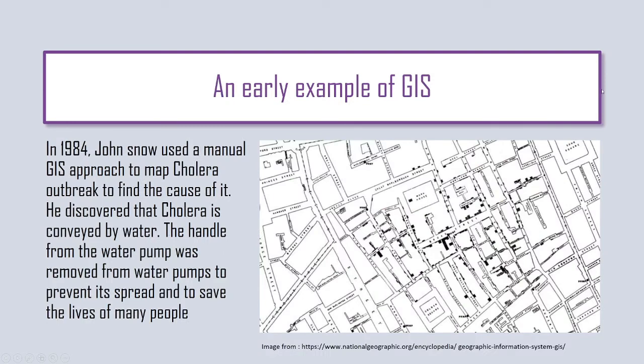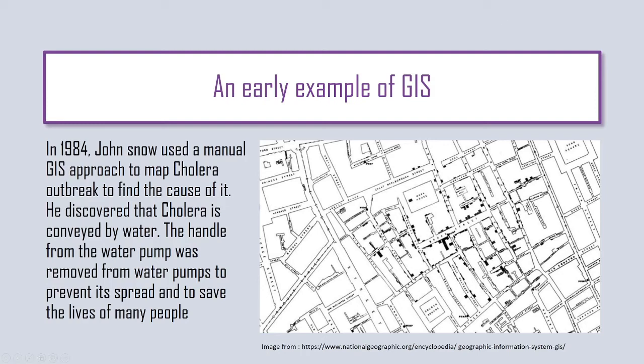So an early example of GIS, this is a very popular example. In 1984, John Snow was exploring the issue of a cholera outbreak in London, and he had a hypothesis that these cholera outbreaks are not just random. At the time, it was assumed that maybe it's pollution that's causing this outbreak. But what John Snow did was map these outbreaks. As you can see here, they're represented in black dots.